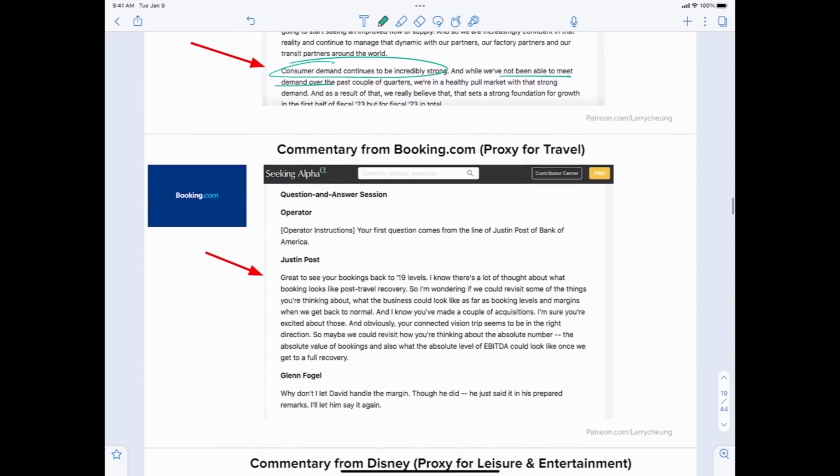Now, let's take a look at Booking.com. And Booking.com is a major proxy for travel. And they discussed that their bookings are back to pre-COVID 2019 levels. And that's a great sign that discretionary spending continues to be relatively healthy. And I know we've seen a lot of consumer confidence data lately that indicates discretionary income weakness. But according to the latest outlooks of major consumer companies, spending continues to be relatively stable.